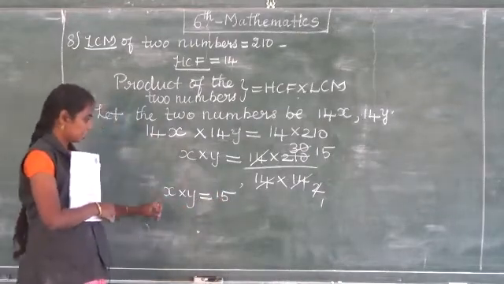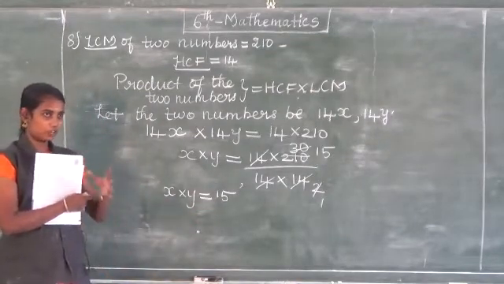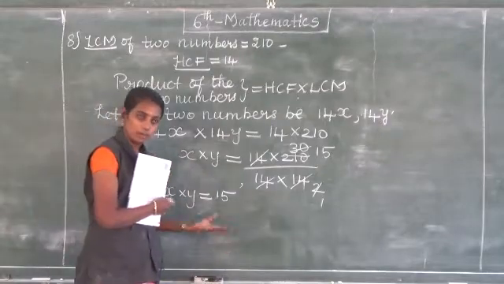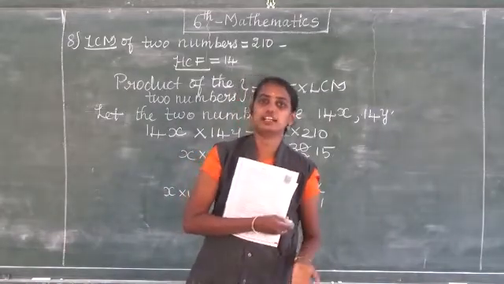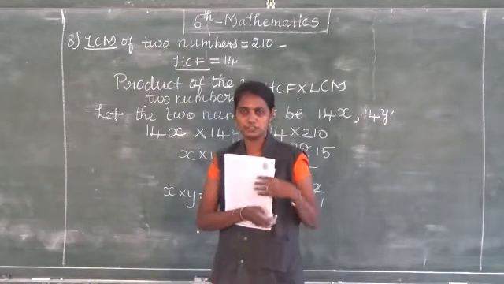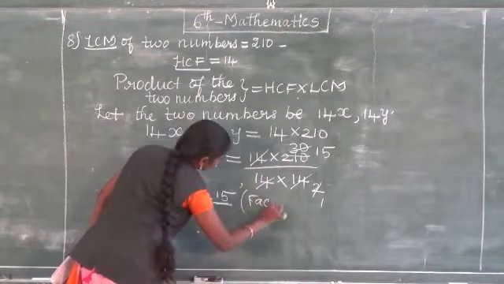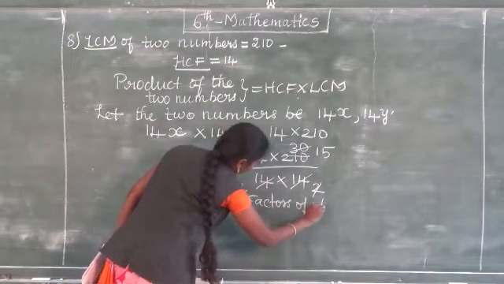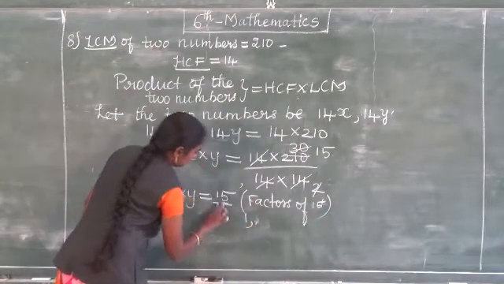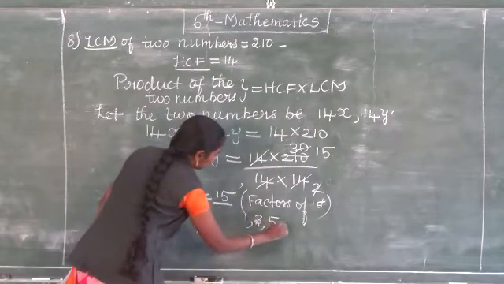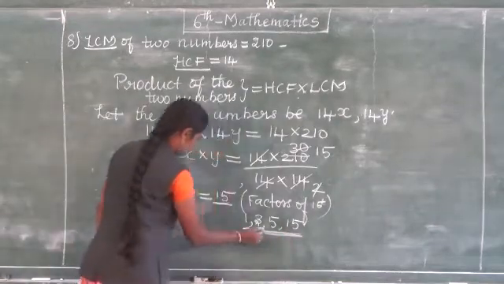It means that if you multiply the two numbers x and y, you will get 15. We don't know x and y, but we have the clue: find the factors of 15. Why do we find the factors of 15? Because the factors are the multiples of the given number. What are the factors of 15? 1, then the 3 table, 5 table, 15 table. So 1, 3, 5, 15 are the factors of 15.